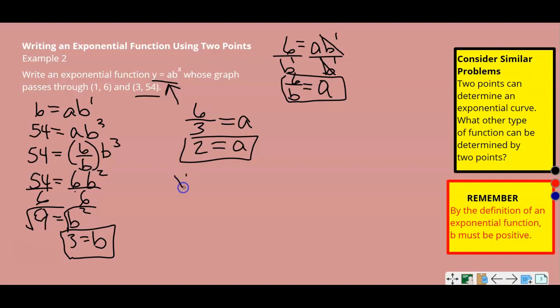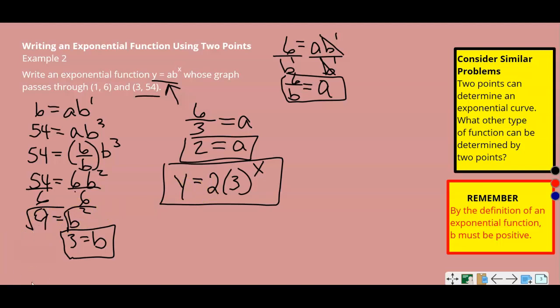All right, now we're still trying to write an exponential function, which is this form right here. So we're going to say y equals, now we know a is 2, b is 3, and this is an exponential function that will work for any point, but we know that these 2 points given go through this exponential equation.